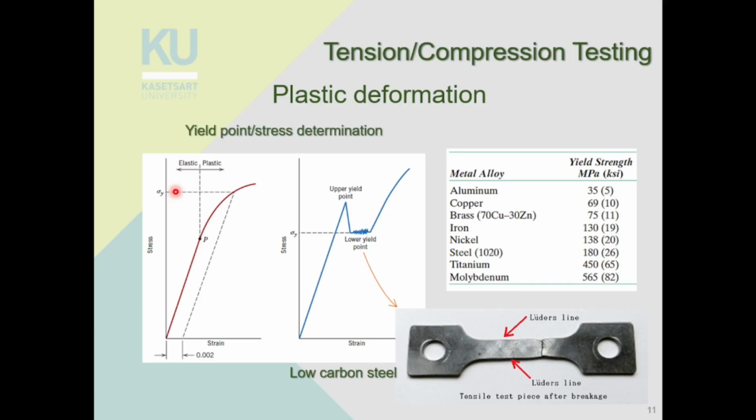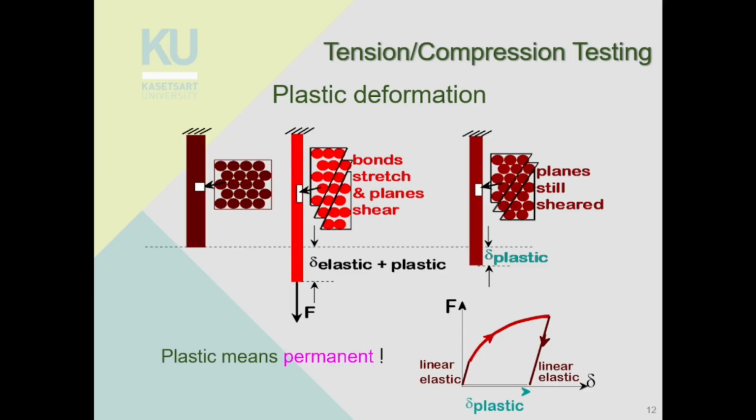Yield strength is the stress at which we need to permanently deform a piece of material. If we want to shape it into the shape that we want, then we have to apply a stress higher than the yield strength. The yield strength is the minimum stress that is required to permanently deform a piece of material. Permanent deformation, in other words, is called plastic deformation.